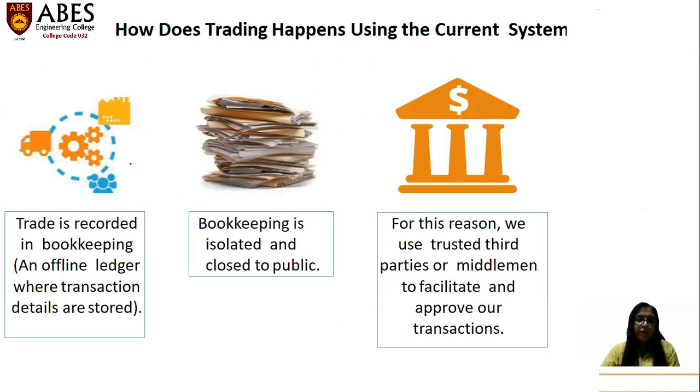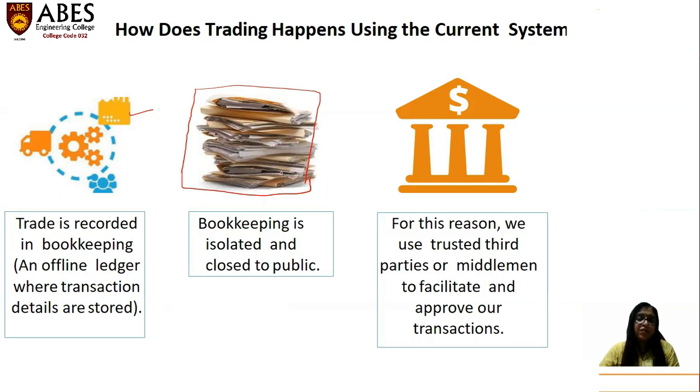Trade is recorded in a bookkeeping and an offline ledger where transaction details are stored. Every bank has a complete bookkeeping, a complete record of all persons' accounts, information, and transactions. Everything is stored in this bookkeeping, right? And this bookkeeping is isolated, right? In terms of security, this bookkeeping is isolated and closed to the public. I can't see the transactions of other persons in a bank, right? It is very closed to the public.